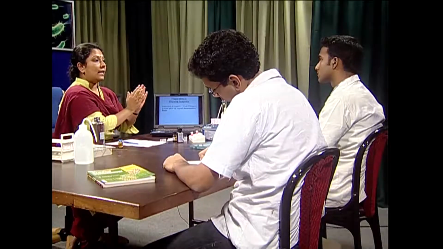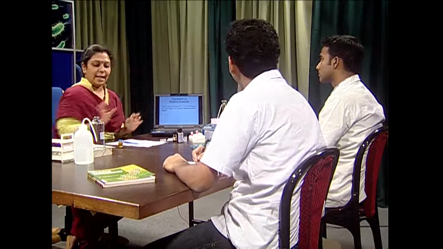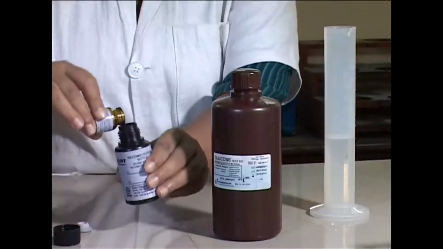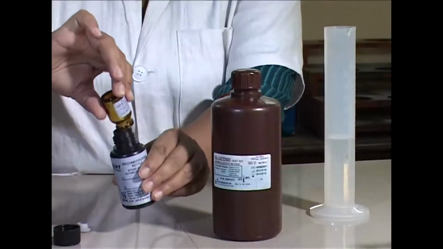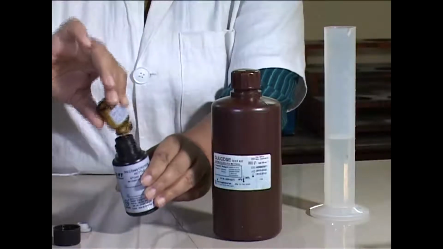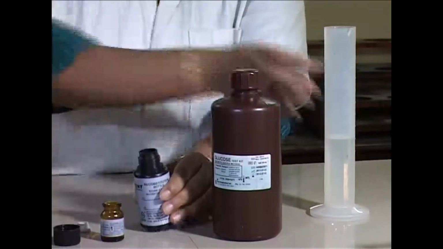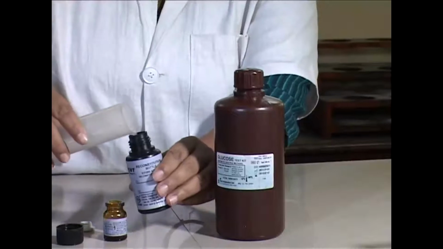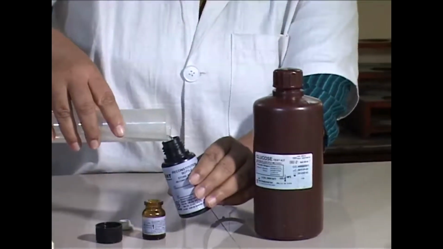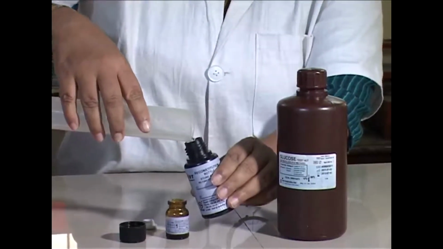Reagent 1 contains all the enzymes together and reagent 2 is glucose diluent. In the reconstitution bottle supplied by the kit, we can mix 1 vial of reagent 1 with 50 ml of glucose diluent. Now it is ready to use.